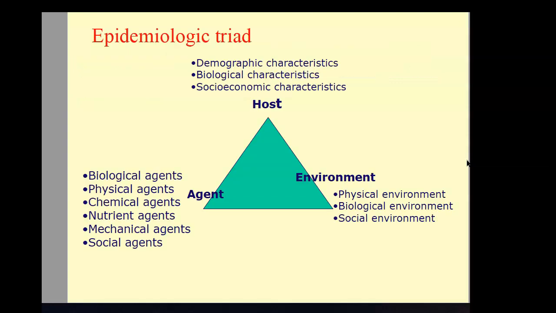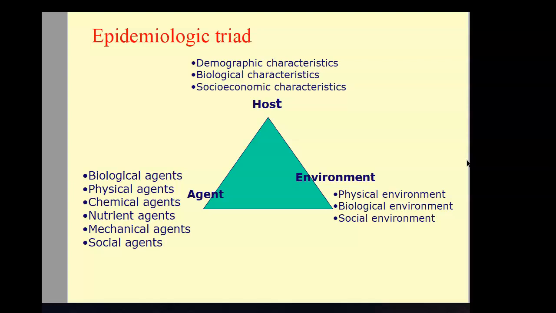In epidemiology, we have three main strands, which we call the epidemiologic triad. We have the host, the agent, and the environment. The host is normally the individual the disease affects, and so we want to look at the host's demographic characteristics, biological features, and even some socio-economic characteristics.